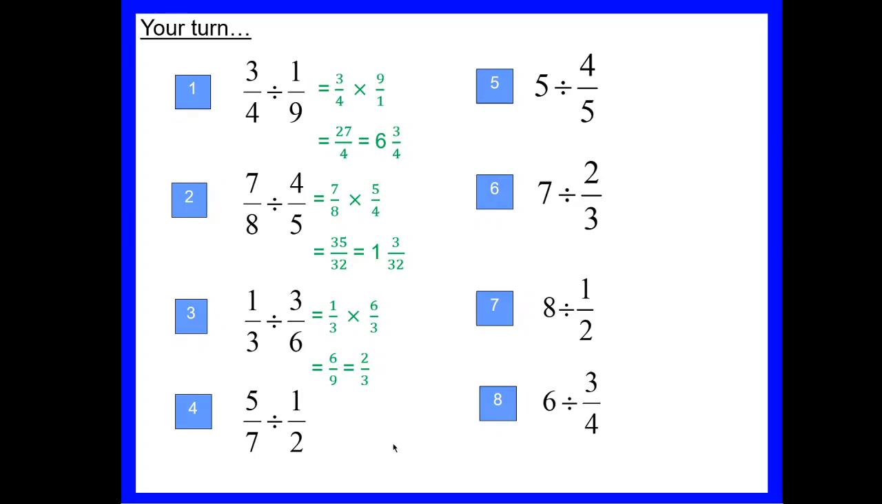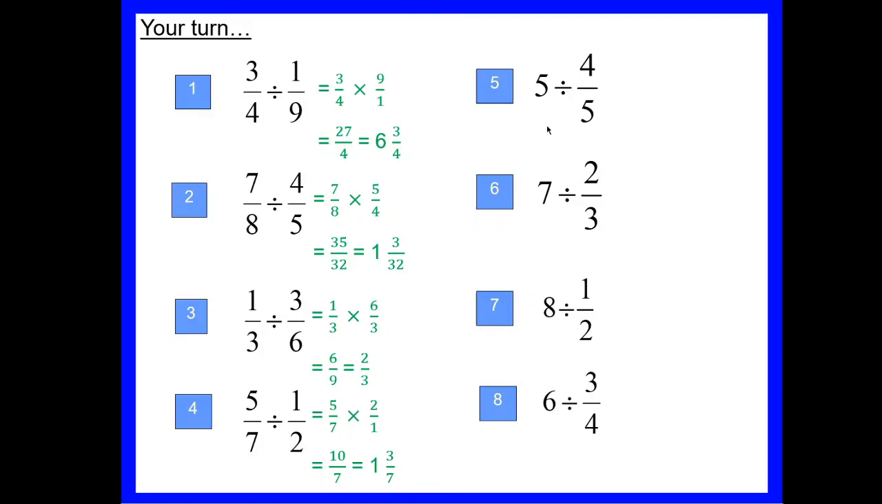And finally for these ones then, we're going to keep the 5 out of 7, change the symbol, flip the second fraction, then multiply. 5 times 2 is 10, 1 times 7 is 7. 7 fits into 10 1 whole time with 3 remainder that goes back over the 7. So that's all our fractions with fractions.